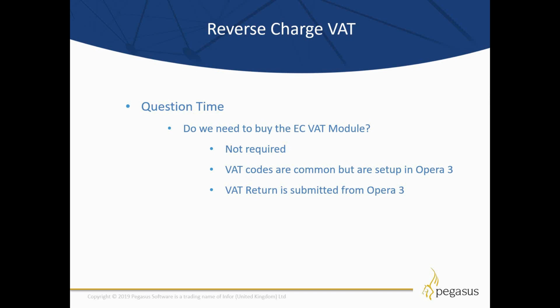In Pegasus CIS, the VAT calculations are performed and are posted back into Opera 3, where they then appear on the VAT return for submission to HMRC. And Reverse Charge VAT codes can be applied directly to invoices within Opera 3 for those customers that do not have Pegasus CIS. And again, they will appear on the VAT return for submission to HMRC. So there is no requirement to have the EC VAT module to do any of this domestic reverse charge VAT.